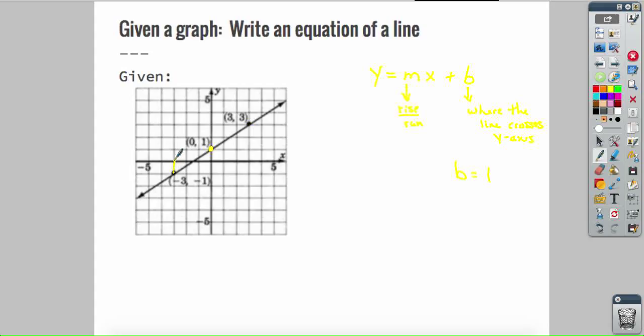So I will start here, and I'm going to rise, and I'm going to run, and I notice that I have risen 2, and I have run 3. So my m value, or my rise over run, is a rise of 2 and a run of 3. Once I have these two values, I can go ahead and write my equation. Y equals 2/3 x plus 1.